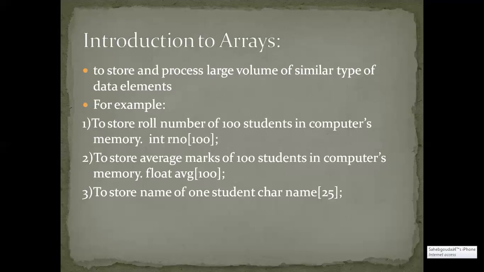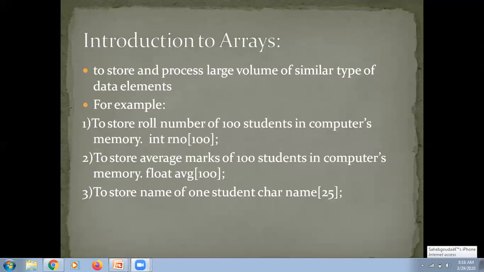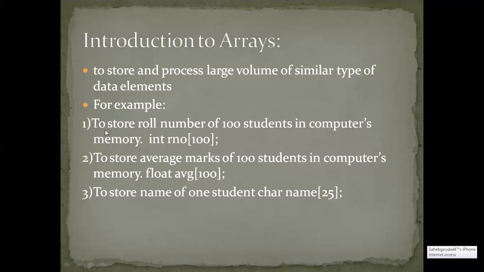So here we have some examples. We have considered three examples. One is to store the roll numbers of 100 students in a computer's memory. As I told you, instead of declaring or defining 100 separate variables, I can just use this statement, int rollnumber[100]. If you have this array declaration, then you can store all 100 students' information. In detail, I'll tell you what this int is, what rollnumber is, and what this 100 is.